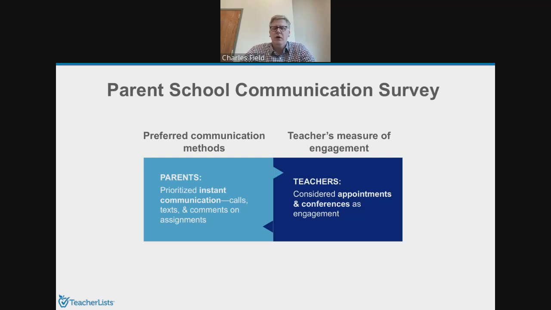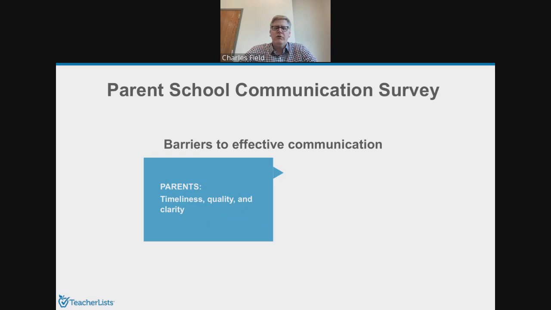And so I think the point of raising this is to say we need to find a way to bridge this between what the parents are thinking and what the teachers are thinking, and bring that together, and realize that you can help drive that bridge. There are also effective barriers out there. For parents, it's the timeliness of information, the quality of information, and the clarity of information.